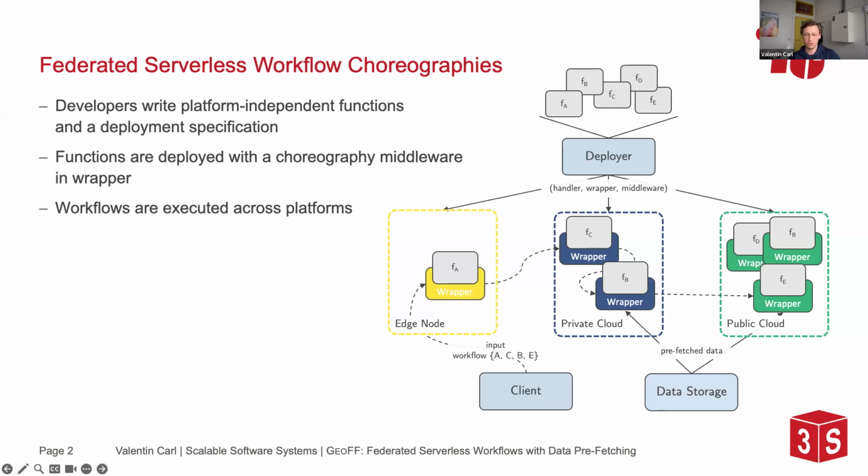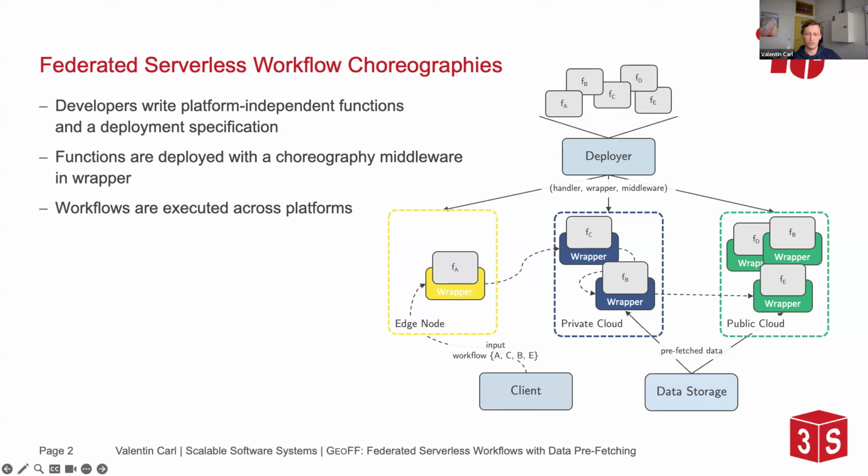This deploy adds 2 things to these functions. So first, it adds a wrapper, which we need to turn that platform-independent function into a function that we can actually deploy somewhere. And it also adds our choreography middleware. And this middleware is necessary to handle all of the workflows, and it also does some optimizations.